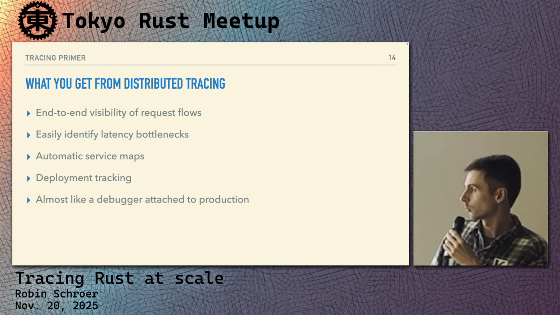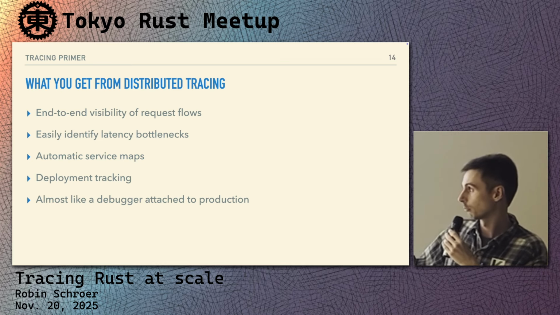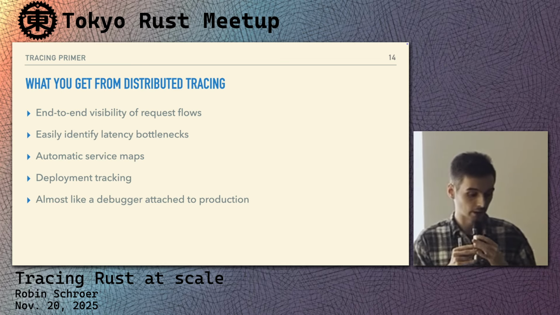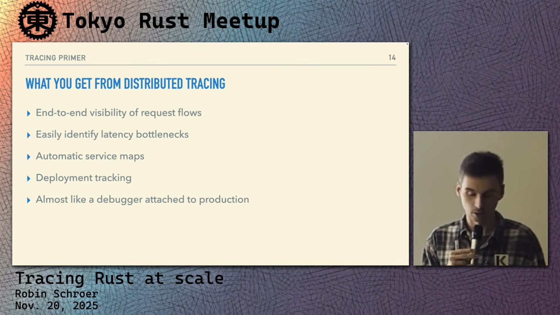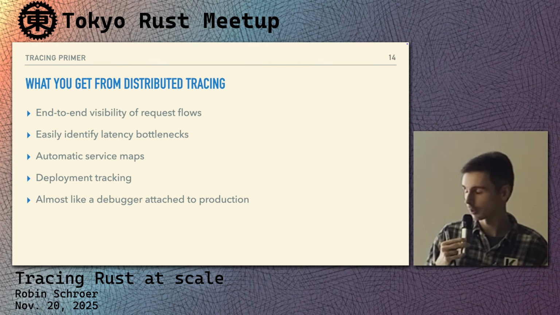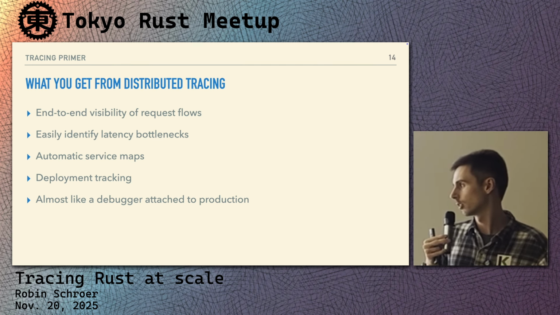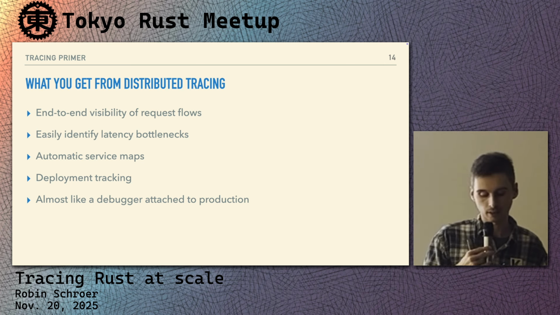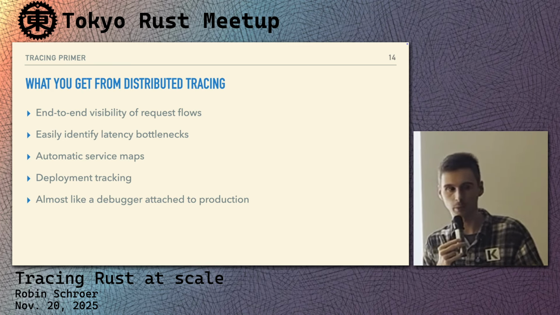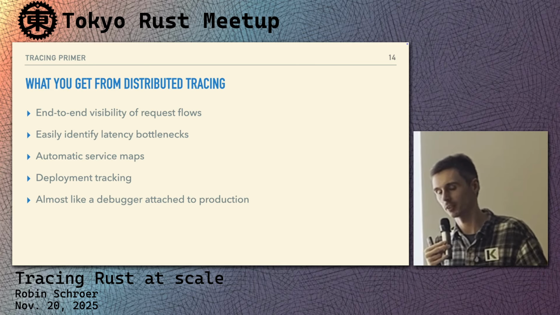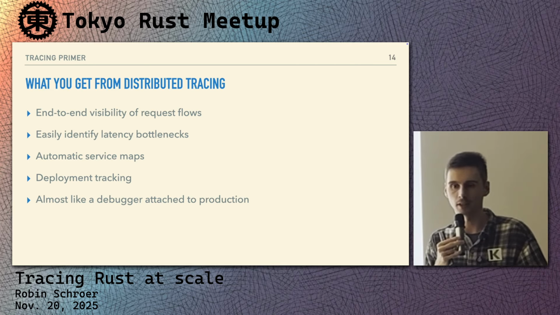And you get a lot of info from that. When you get end-to-end visibility, you can easily identify where you might be spending time, where your system's slowing down. You can generate service maps. I can demo some of those later. You can track your deployments. And because of all the span tags, you kind of get like a debugger that you can just run in production at all times. It's not quite like a debugger because you can't request data quite on demand, but if you capture the data, it's going to be there.